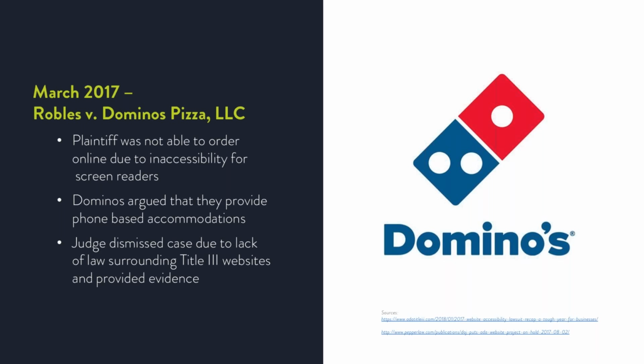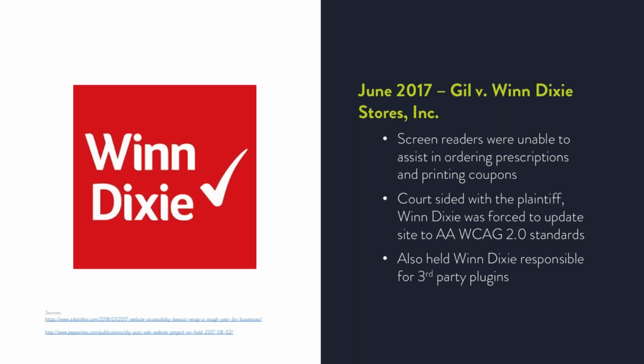So Domino's got let off the hook in this situation. And then here's where inconsistency really starts to get a little hairy. June of last year, Gill versus Winn-Dixie Stores. The plaintiff argued that the screen readers were unable to assist in ordering prescriptions and printing coupons.